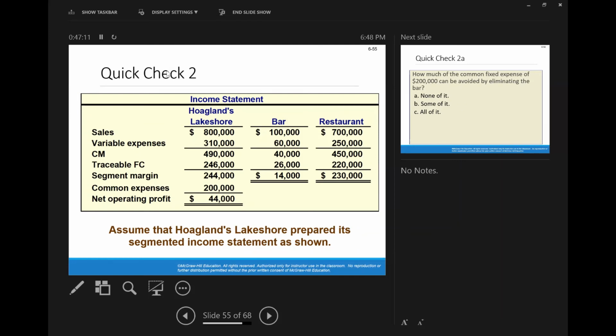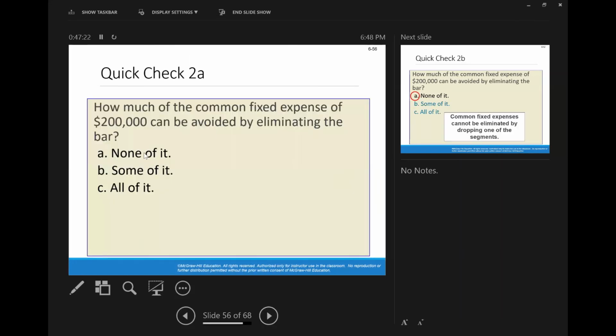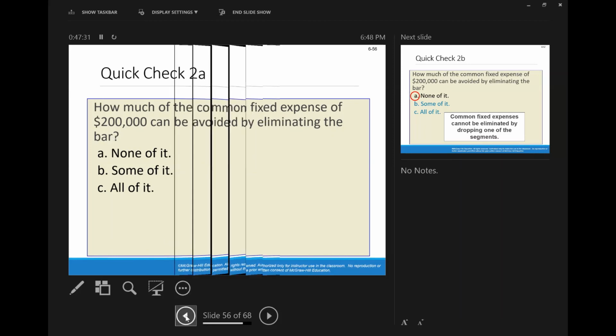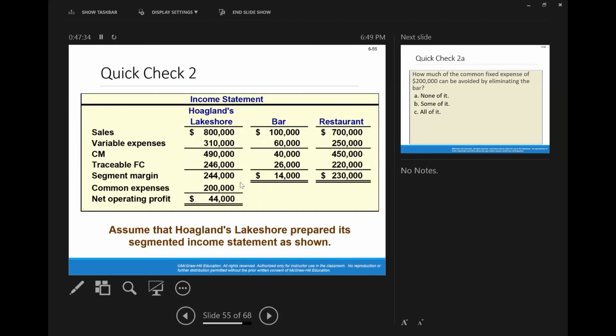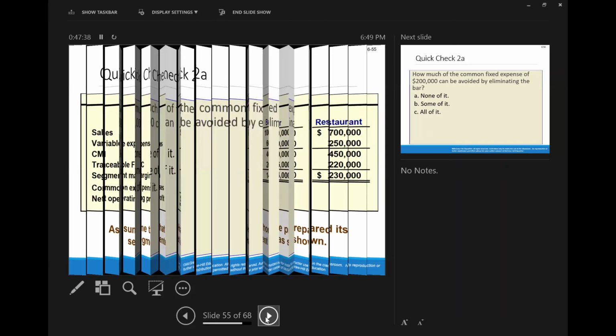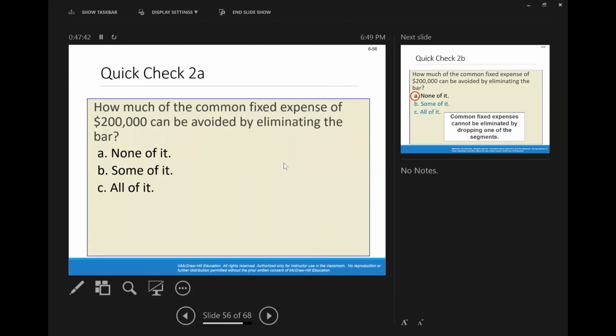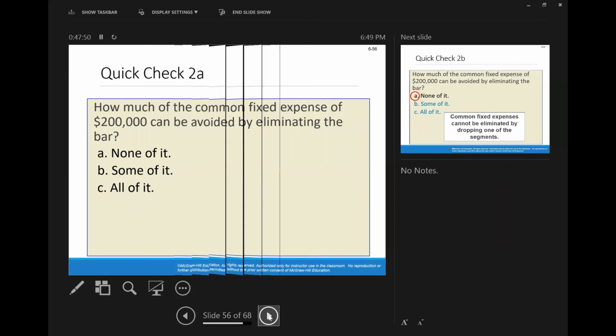But we also have common expenses that are not traceable to those segments. So our net operating profit is only 44,000. All right, let's see if we can answer a question. How much of the common fixed expense of 200,000 can be avoided by eliminating the bar? So this common expense here, how much can be eliminated out of that if we get rid of this segment? None of it, some of it, or all of it? None, because it's not traceable to the bar. So we can get rid of the bar, but we're still going to have that 200,000. That doesn't help us get rid of any costs.